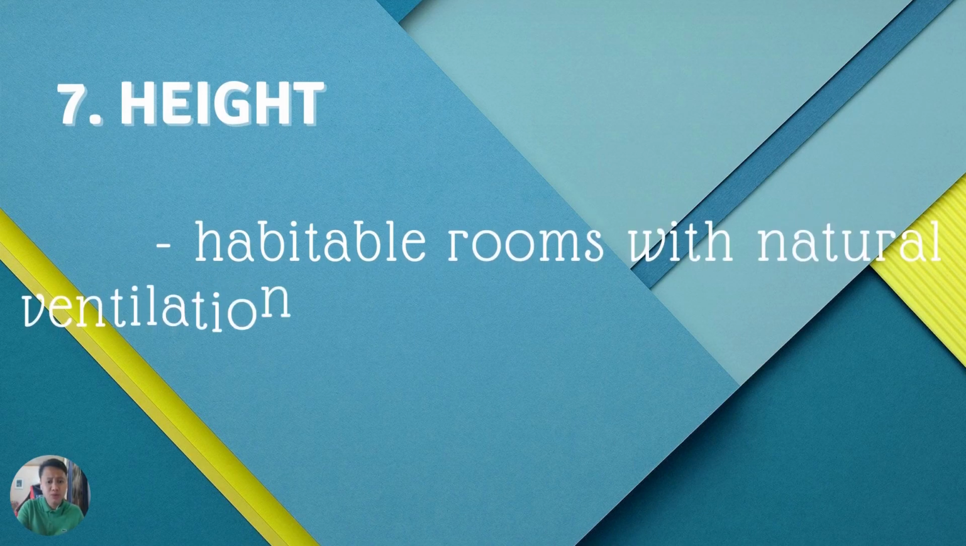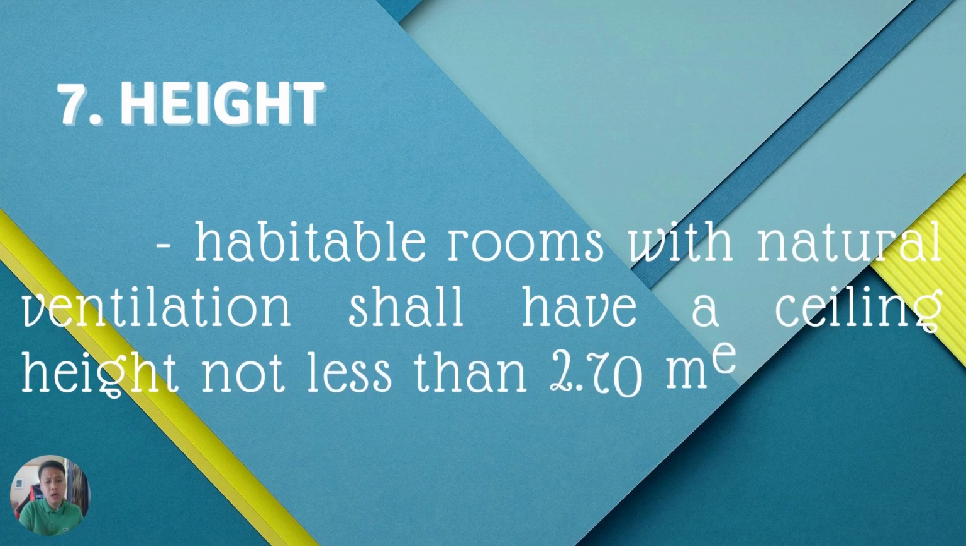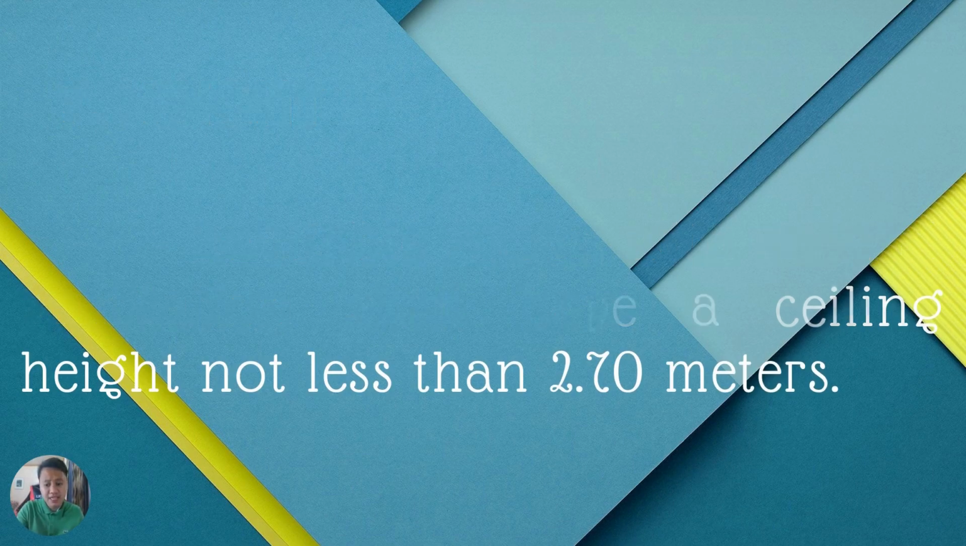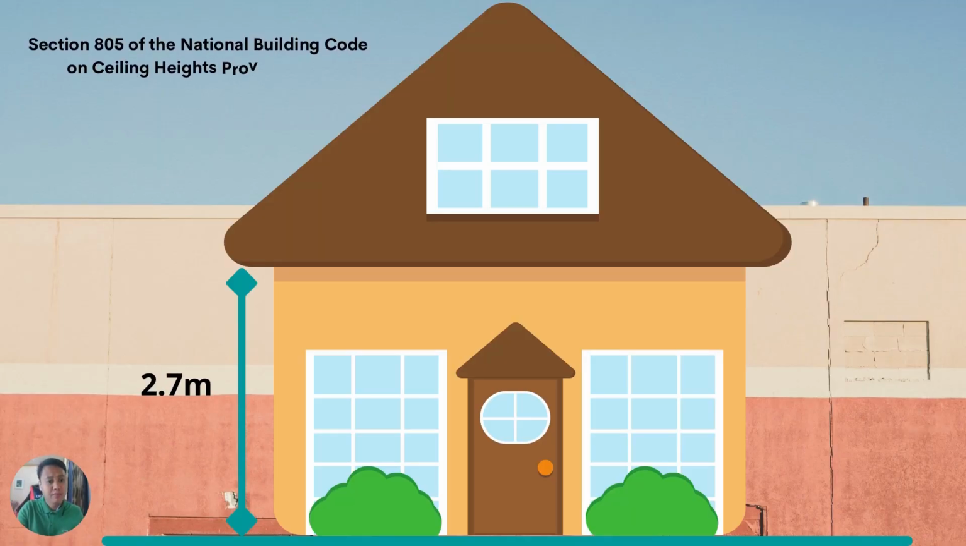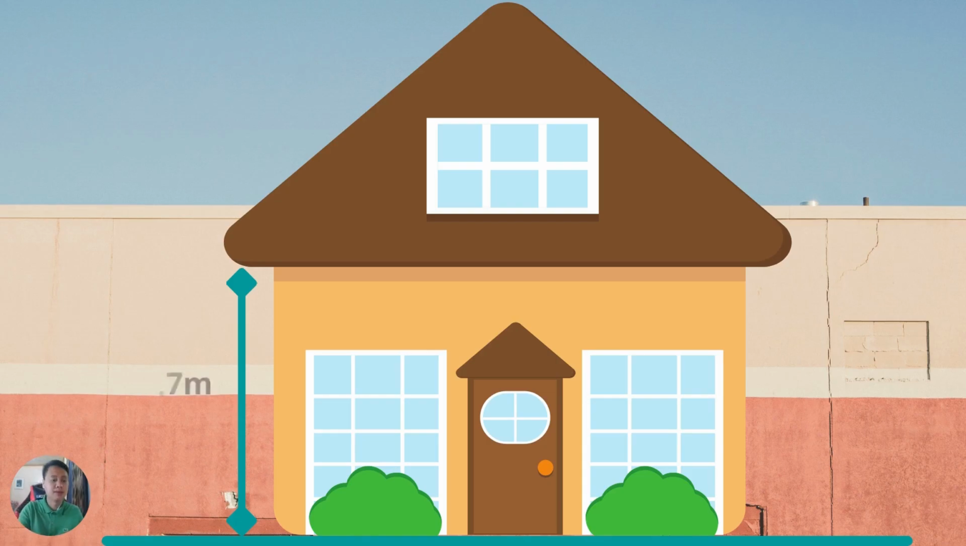Height. Habitable rooms with natural ventilation shall have a ceiling height not less than 2.7 from the finished floor line.